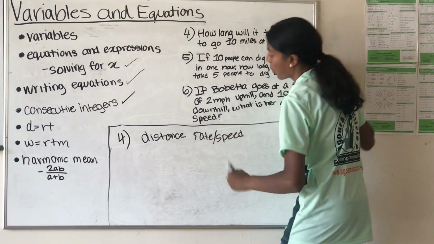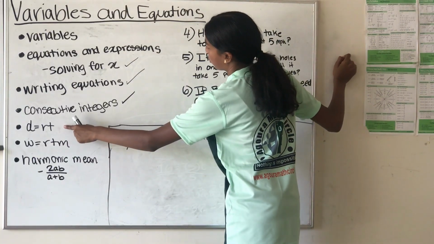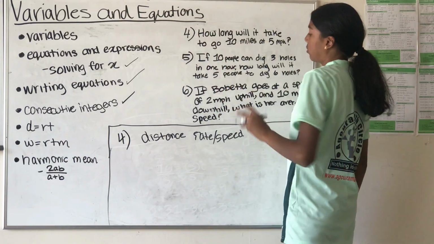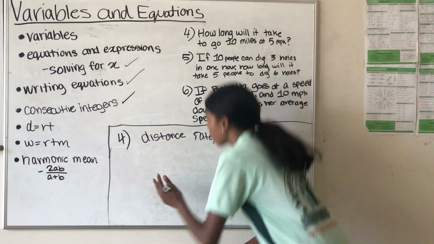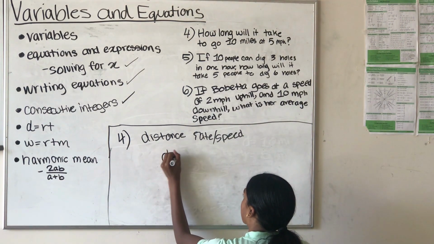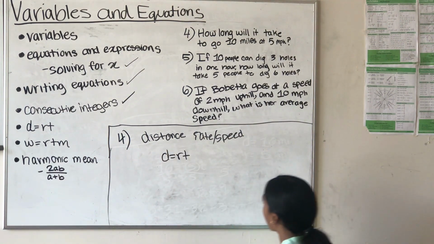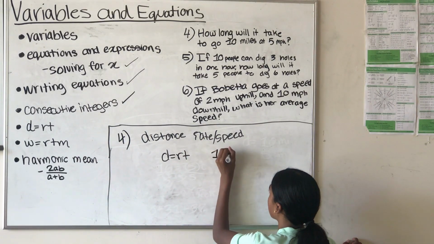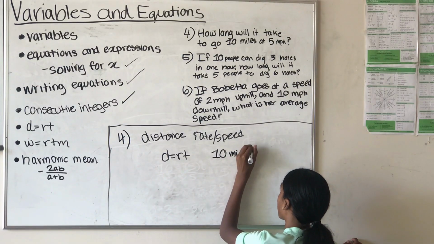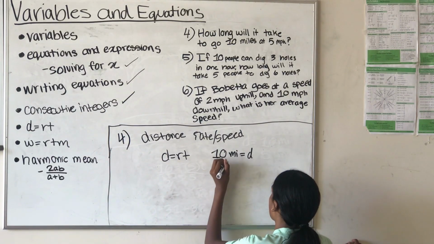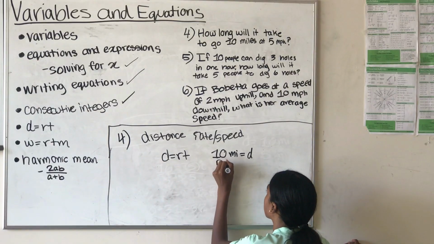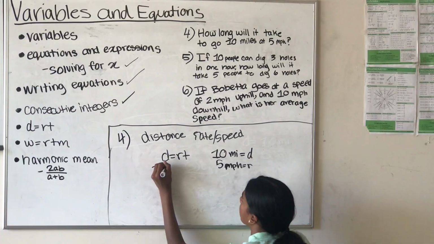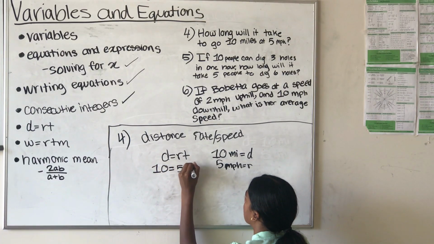So we're probably going to be using the formula d equals rate times time. In this question, they're asking how long. So they're probably asking for the time. So plugging it into the formula d equals rt, we need to know what to plug in first. Our distance that they've given us is 10 miles. And the rate or speed they've given us is 5 miles per hour. Plugging this in, we get 10 equals 5 times t.